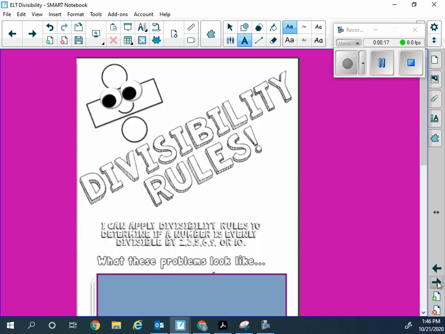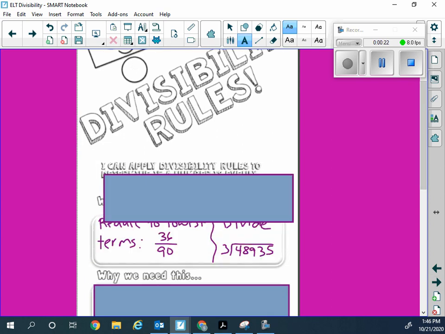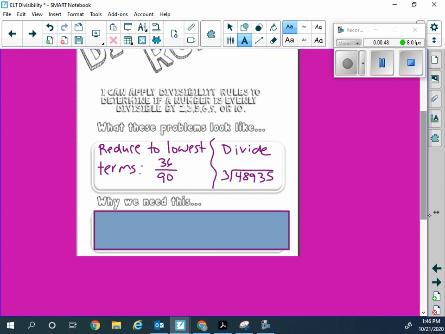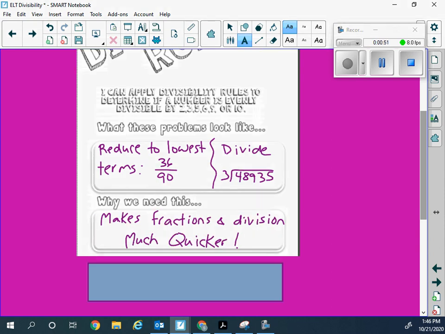Okay, so first of all, we need to talk about what divisibility is. These kinds of problems are when you have something reduced to lowest terms, like 36 over 90, or a long division problem. It's going to let you know if you're going to have a remainder or not. Why do we need this? Because it makes fractions and division much quicker.